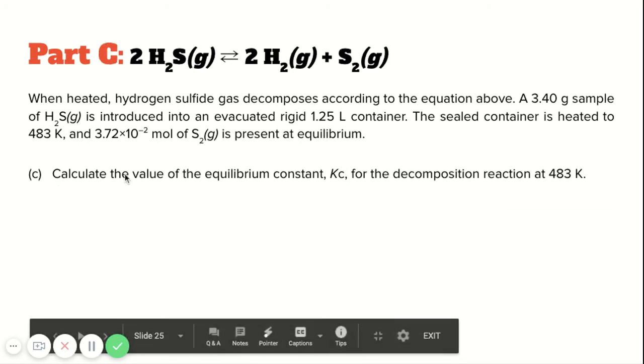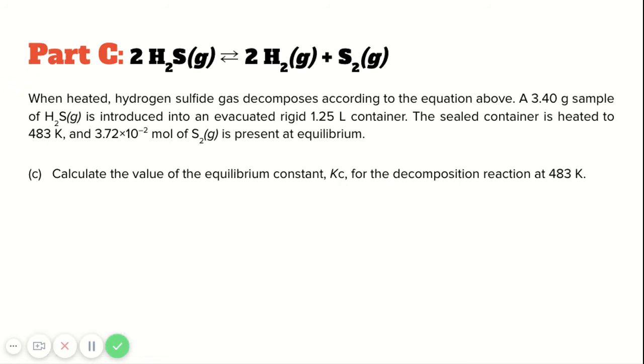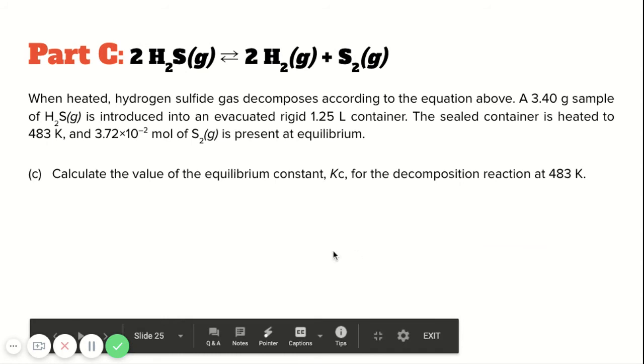Part C. Calculate the value of the equilibrium constant, Kc, for the decomposition reaction. Okay, so I was asked for the expression of the equilibrium constant. Now I want the value. So I'm going to use the expression from part A, and I'm going to use the values at equilibrium that I got from part B. So take a second, plug them in, use the calculator that you are getting used to, and make sure you square the correct things in the numerator and denominator.